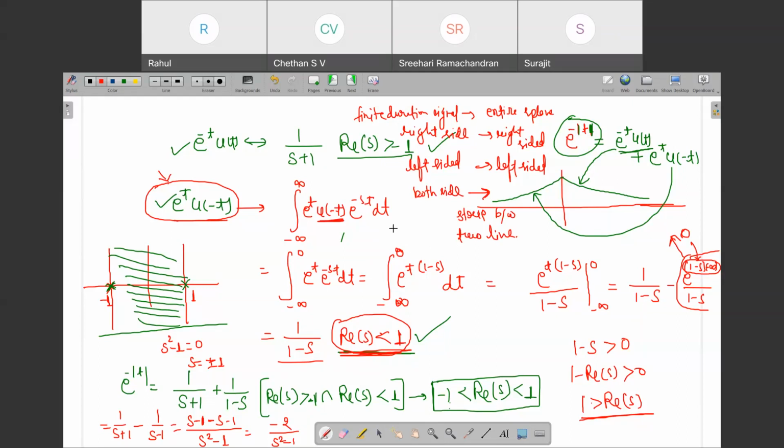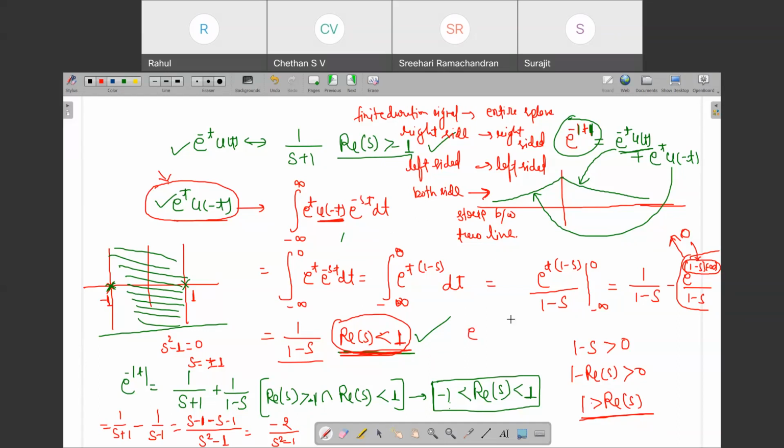Sir, in the extreme right side, you can see that three statements, I mean, inequalities. 1 minus s greater than 0, and the next step it is shown as 1 minus real part of s greater than 0. So actually, I just need some clarity on that. 1 minus s greater than 0, on the next step it is shown as real part of s.